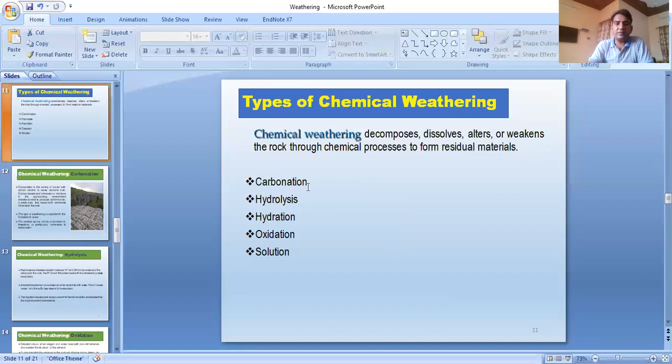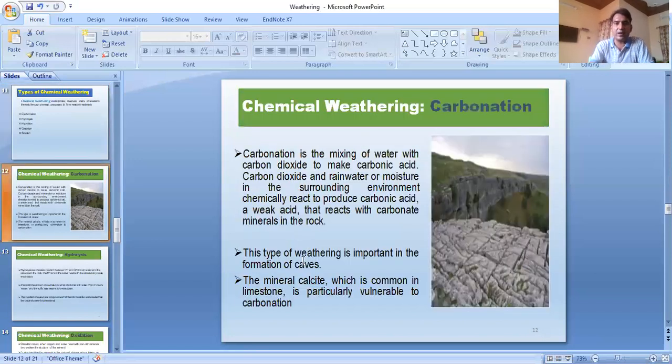Carbonation, hydrolysis, hydration, oxidation, and solution. These are the agents, or you can say processes, of chemical weathering. We'll see one by one what happens. In carbonation, water mixes with carbon dioxide to make carbonic acid. Carbon dioxide and rainwater or moisture in the surrounding environment chemically react to provide carbonic acid, a weak acid that reacts with the carbonate mineral in the rock.